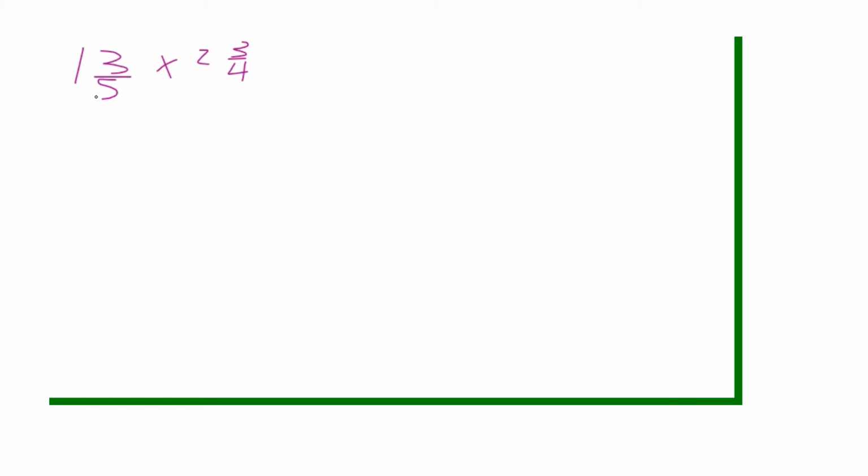So to do that, we have 5 times 1 plus 3. So 5 times 1 plus 3 is 8 over the 5, times 2 times 4 is 8 plus 3 is 11, so 11 over 4.